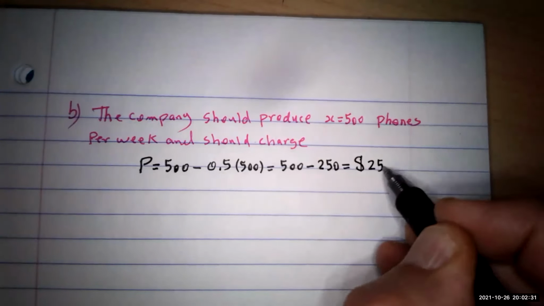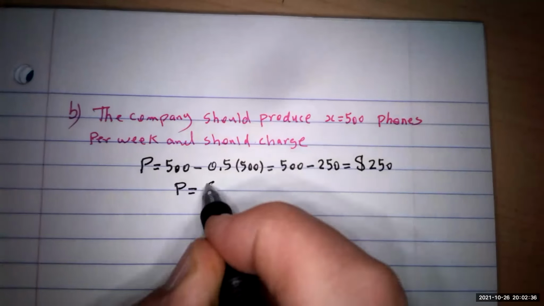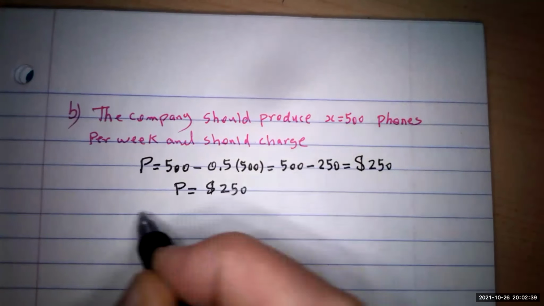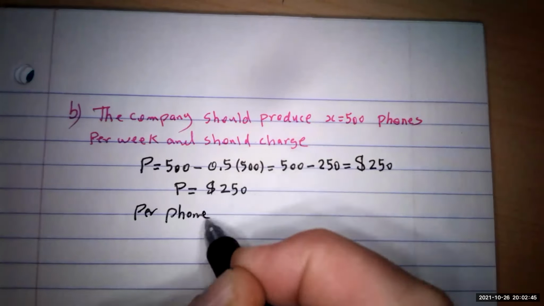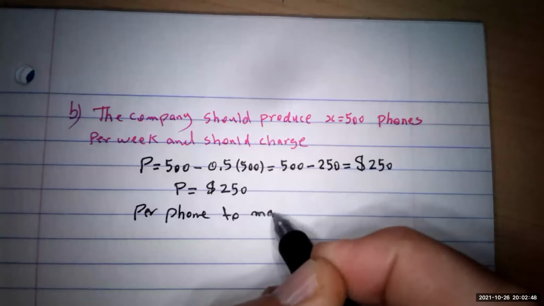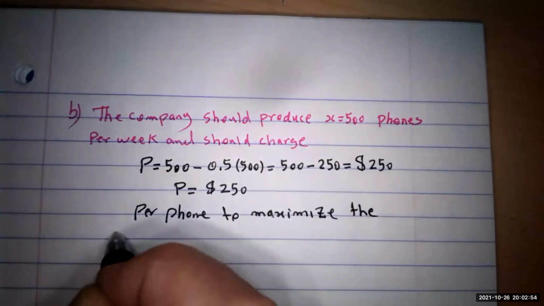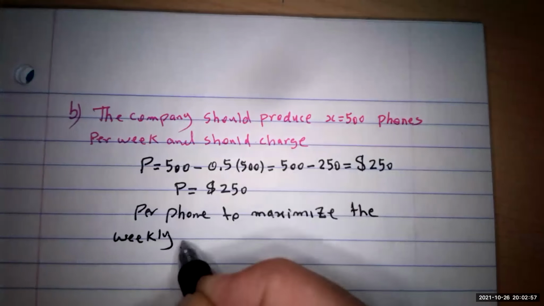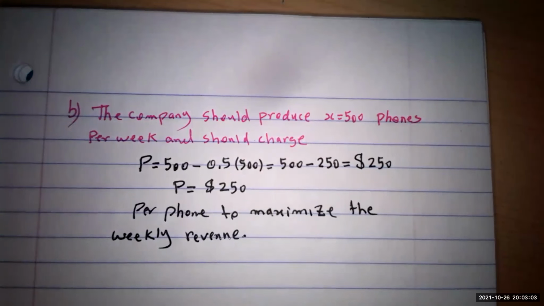So the company should charge $250 per phone, or per unit, to maximize the weekly revenue. And that would be the end of the problem. It's a very standard and very useful problem that gives you a nice application of whatever we did so far.